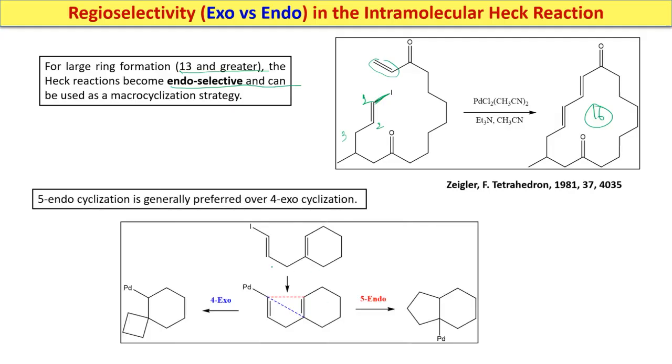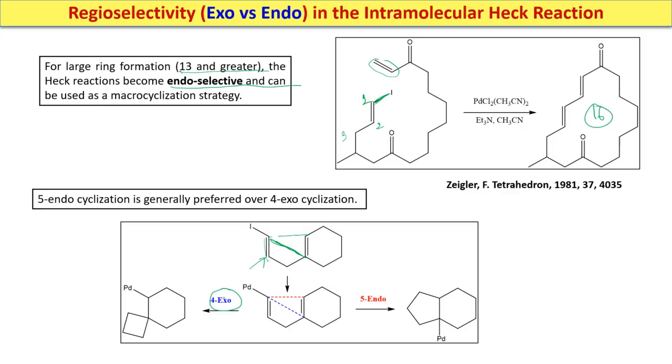Then we have another substrate where 2 different product possibilities are shown, and from the color you can understand that this CC bond can be formed here. In this case the double bond is inside and Pd will be connected to this side. Fine. Another possibility is if it is like this, shown with the blue color, and this is giving us a 4-member ring. So 2 possibilities are there.